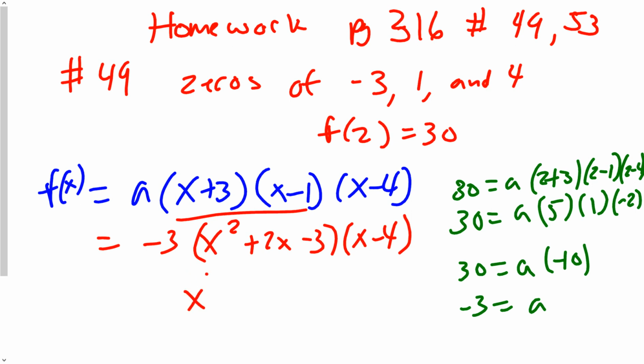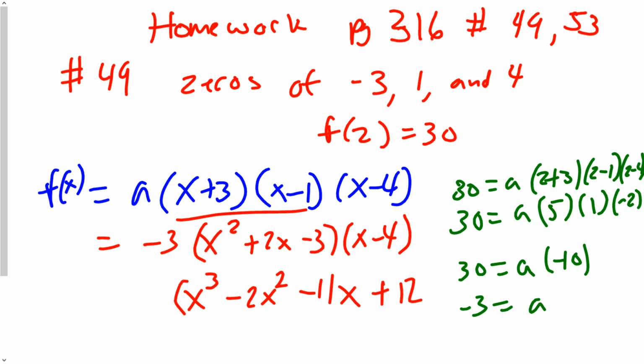We get x cubed. We get negative 4x squared, and 2x squared, so negative 2x squared. 2x times 4 is negative 8x, and a negative 3x, so a negative 11x there, and then positive 12.